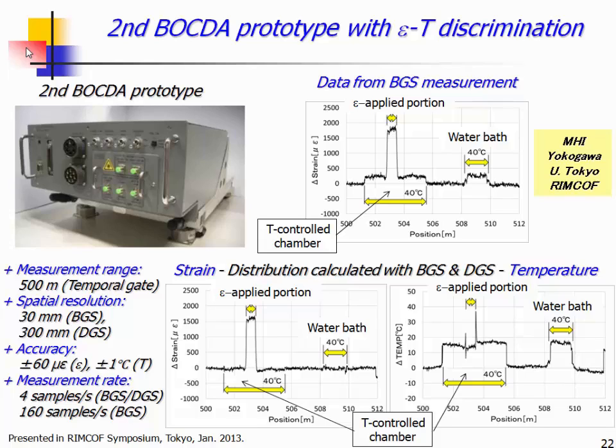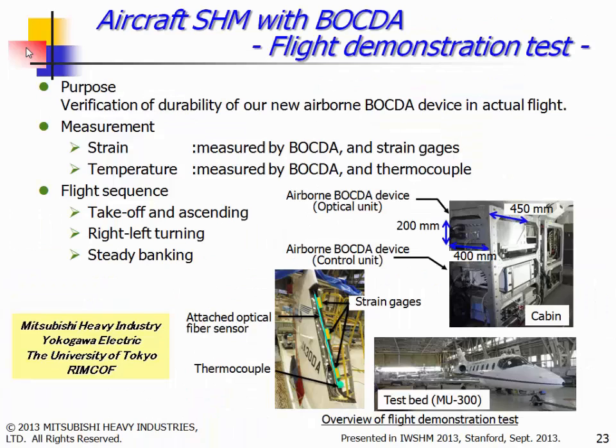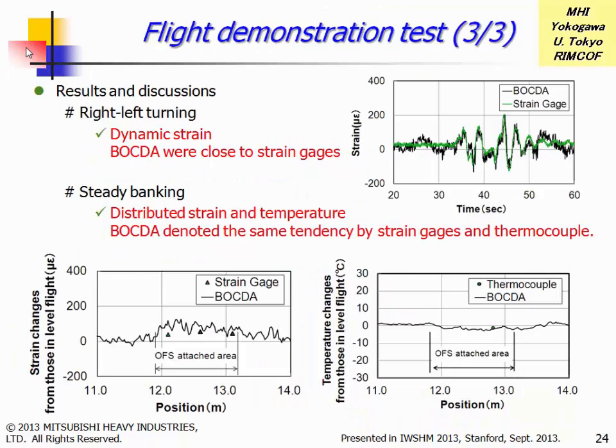And by using this prototype model, we had a flight test of aircraft structural health monitoring. At the vertical tail wing, we set the optical fiber, and we could get this kind of dynamic strain and the temperature and strain discriminative measurement.